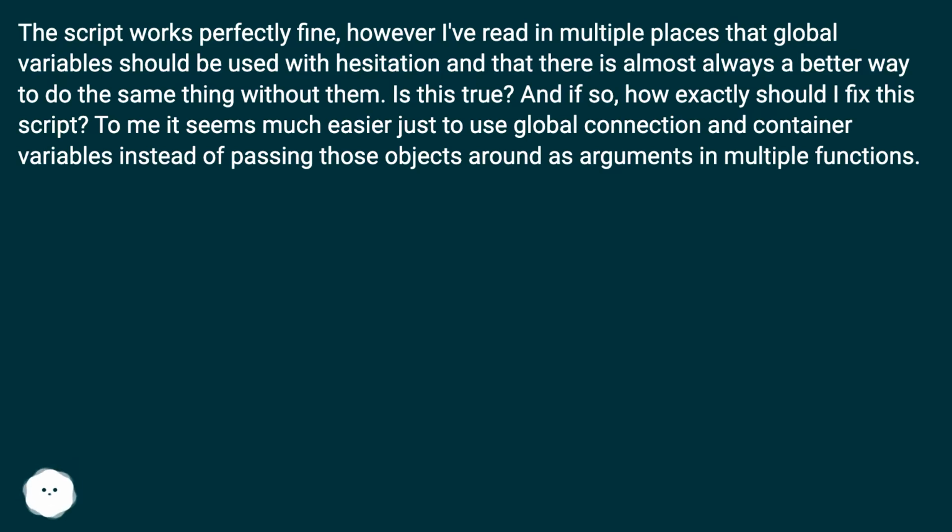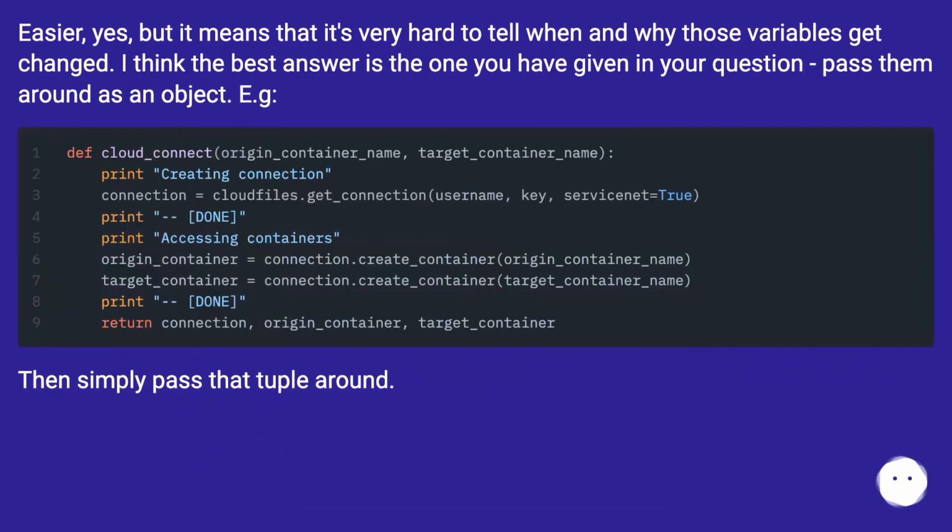To me, it seems much easier just to use global connection and container variables instead of passing those objects around as arguments in multiple functions. Easier? Yes. But it means that it's very hard to tell when and why those variables get changed.